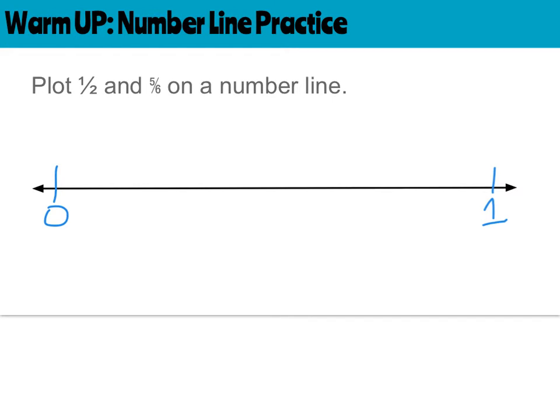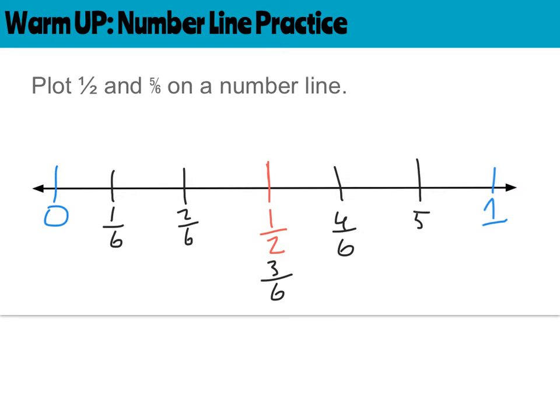Okay, so I started by labeling my endpoints 0 and 1 whole because neither of my fractions are bigger than 1 whole. Now I'm going to start by plotting 1/2. Well, I can just divide my number line into 2 equal pieces and label that as 1/2. Now I need to make 5/6. I would break each half into 3 equal parts. So I have 6 total parts on my number line. 1/6, 2/6, 3/6, 4/6, 5/6.